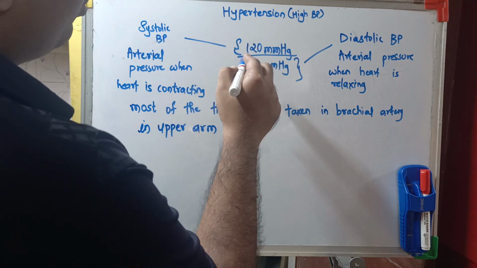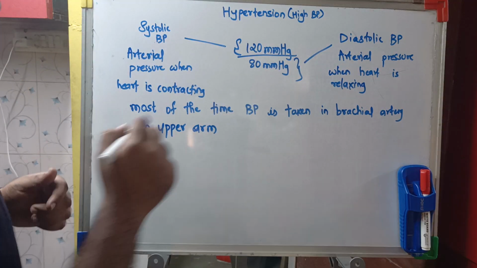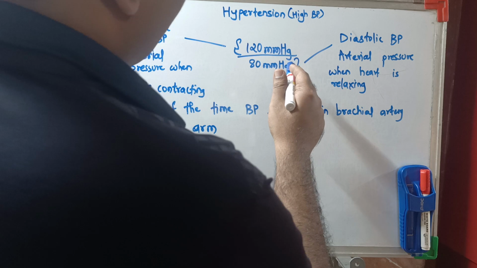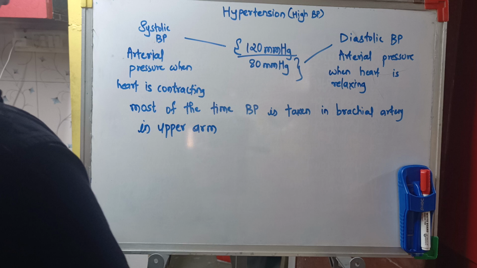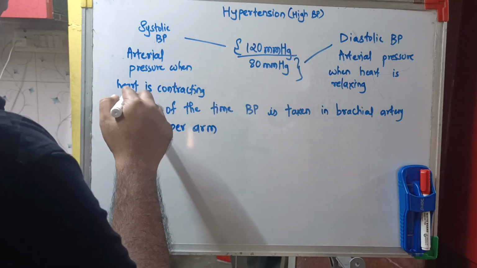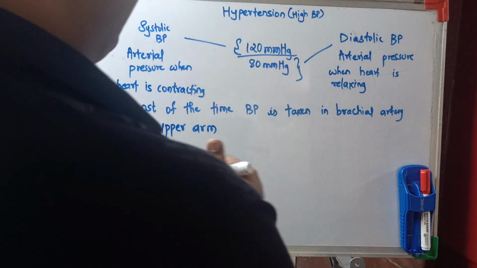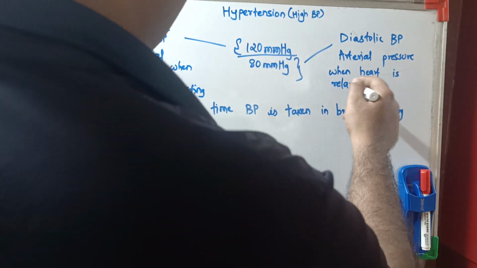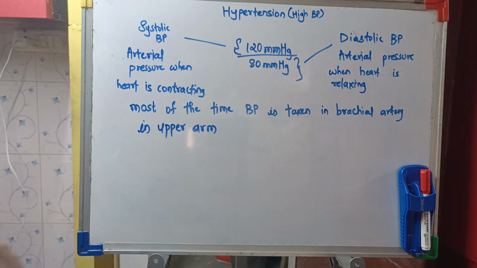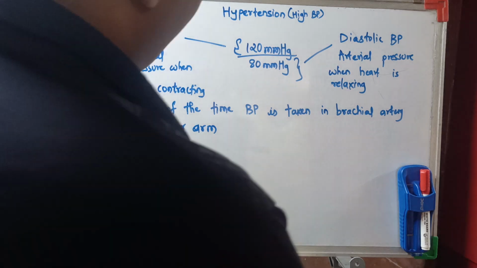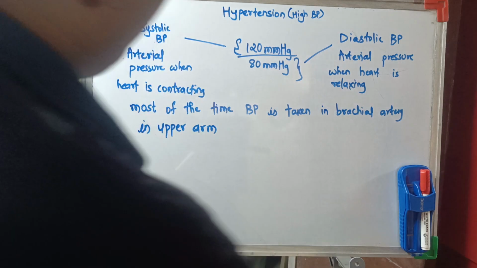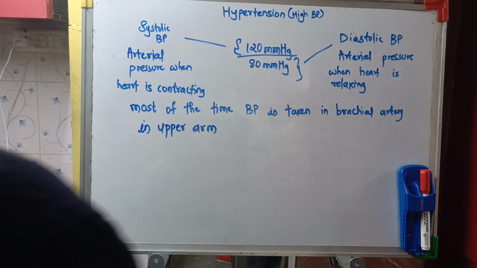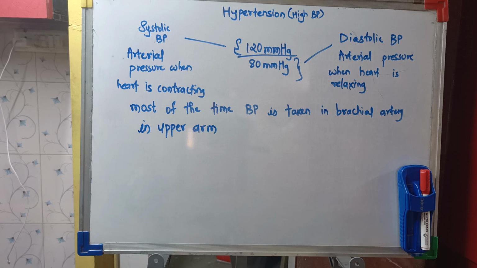The upper value, 120 mm of mercury, is the systolic BP, and the downward value, 80 mm of mercury, is the diastolic BP. So what is systolic BP? Systolic BP is the arterial pressure when the heart is contracting, and diastolic BP is the arterial pressure when the heart is relaxed. Generally, most of the time we take BP from the brachial artery in the upper arm. So this is the general information on hypertension.